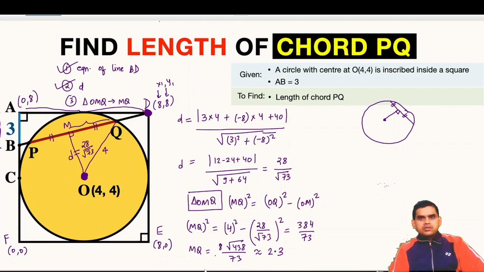So MQ is known to us, approximately 2.3 units, so PQ will be equal to double MQ. So 2 multiplied by 2.3 is approximately 4.6 units. So we have successfully found the length of chord PQ.